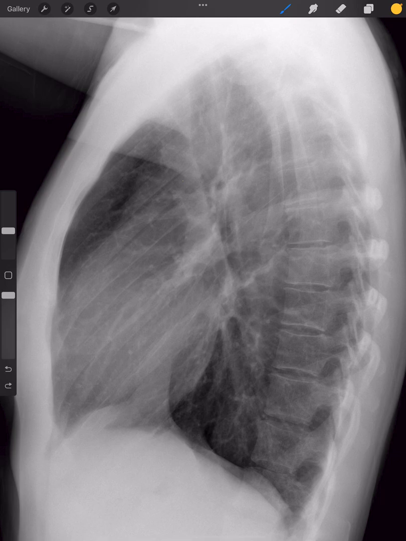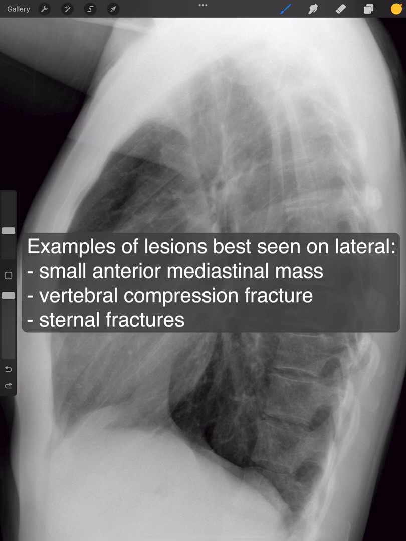Most of the time the abnormalities you'll see on chest x-ray will be on the frontal view, and you'll use the lateral view to localize lesions. But sometimes there's lesions that are more obvious on the lateral view, and occasionally you'll even have lesions that you can only see on the lateral view and not on the frontal view at all.